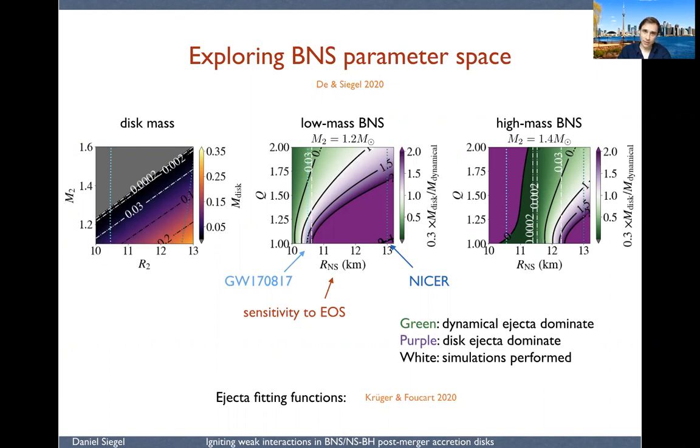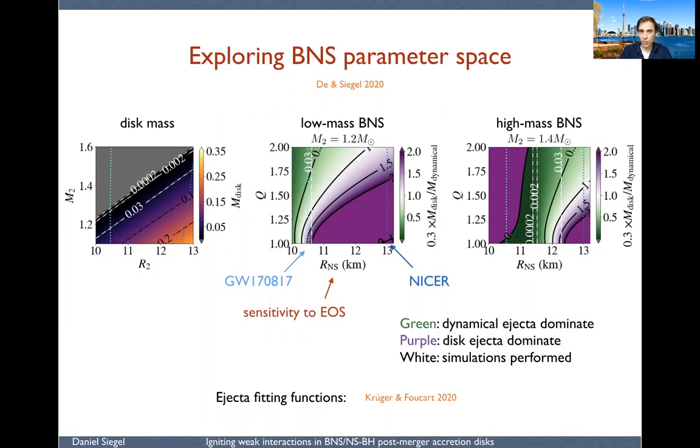Focusing on the binary neutron star case for now, you see the absolute disk masses on the left. We parameterize our ignorance of the equation of state in terms of the neutron star radius for a 1.4 solar mass neutron star. To the left in light blue, you see the smallest possible neutron star radius as inferred from GW170817. And you also see the nicer result with 13 kilometers. Somewhere in between, we do expect things to lie.